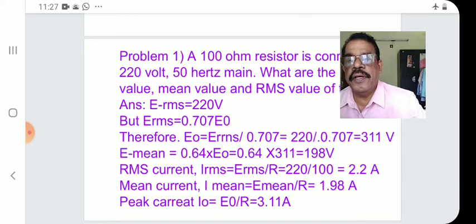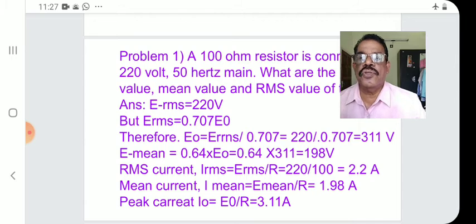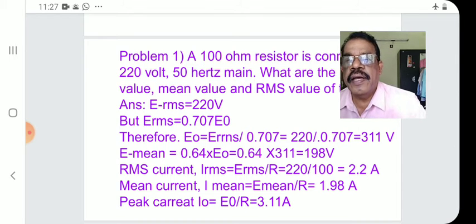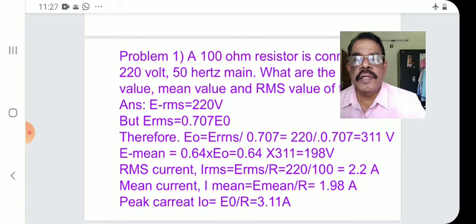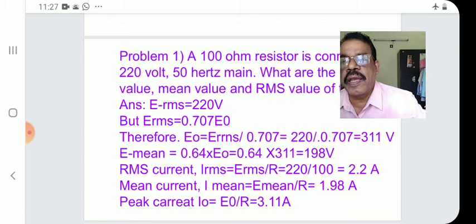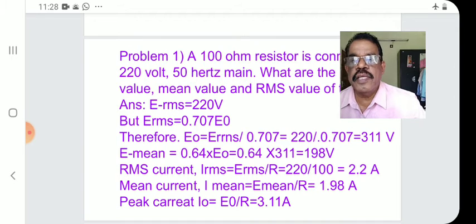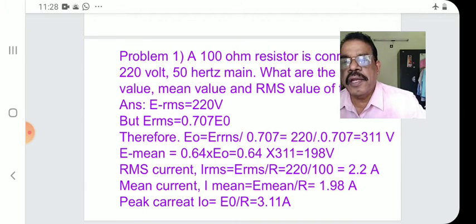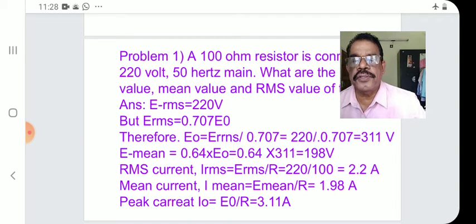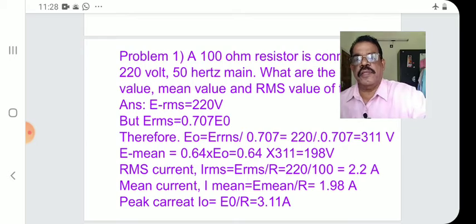RMS current: here a resistance is given, so we can also calculate current. Current IRMS is ERMS by R, 220 by 100, 2.2 ampere. Similarly, mean current, I mean, is E mean by R, that is 192 by 100 ohm, that is 1.92 ampere. Peak current I0 is E0 by R, that is 311 by 100, 3.11 ampere. That is the problem.